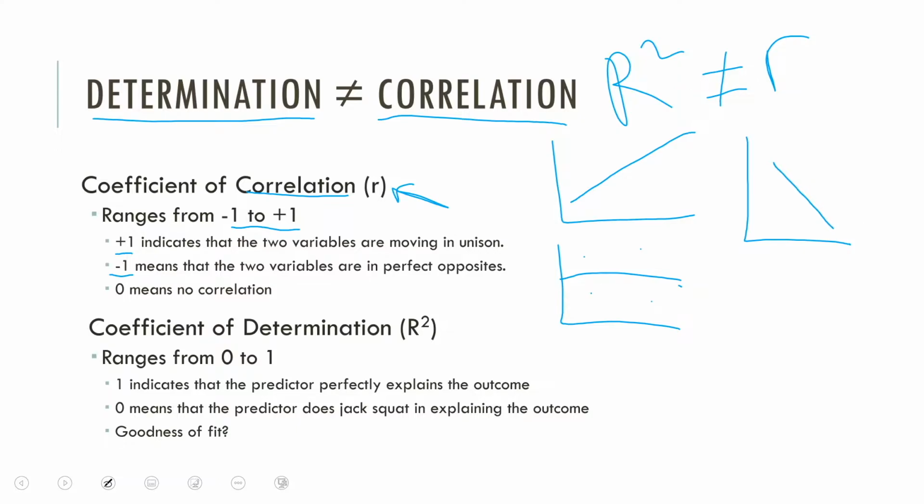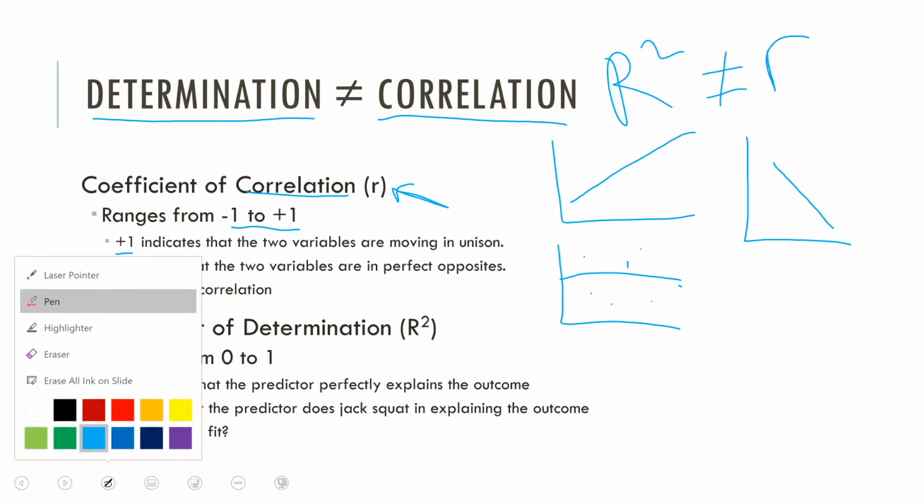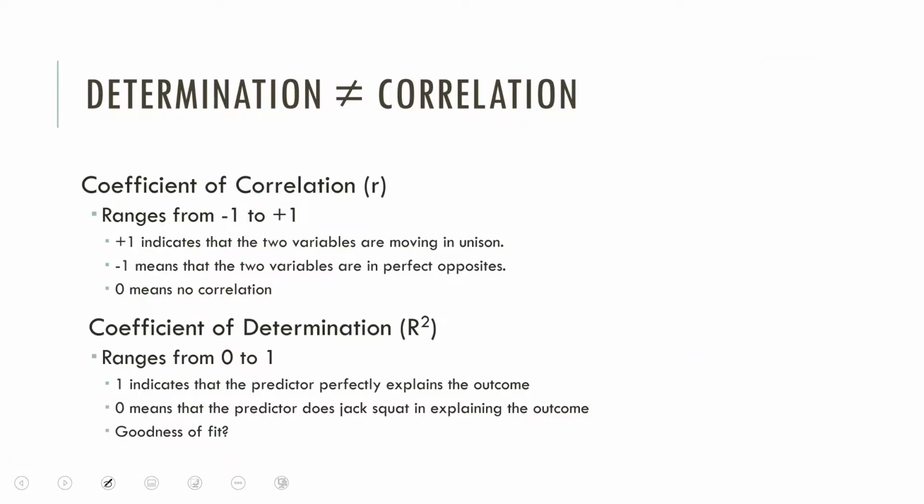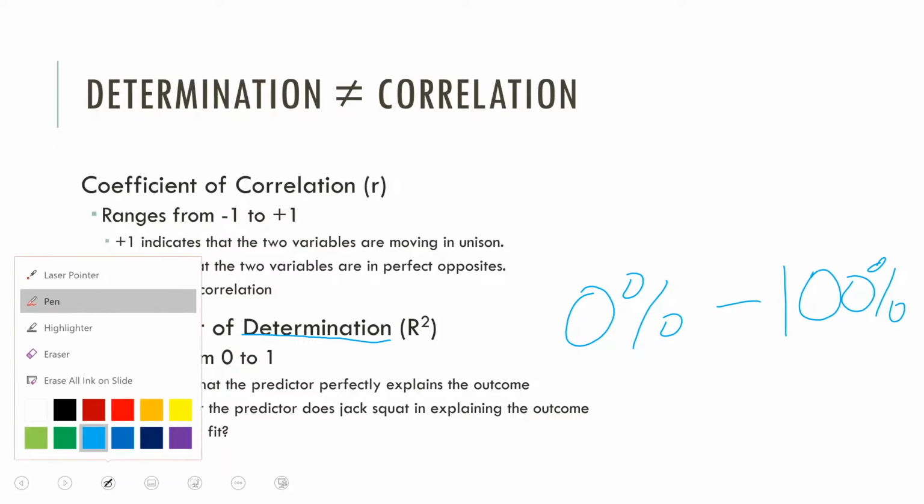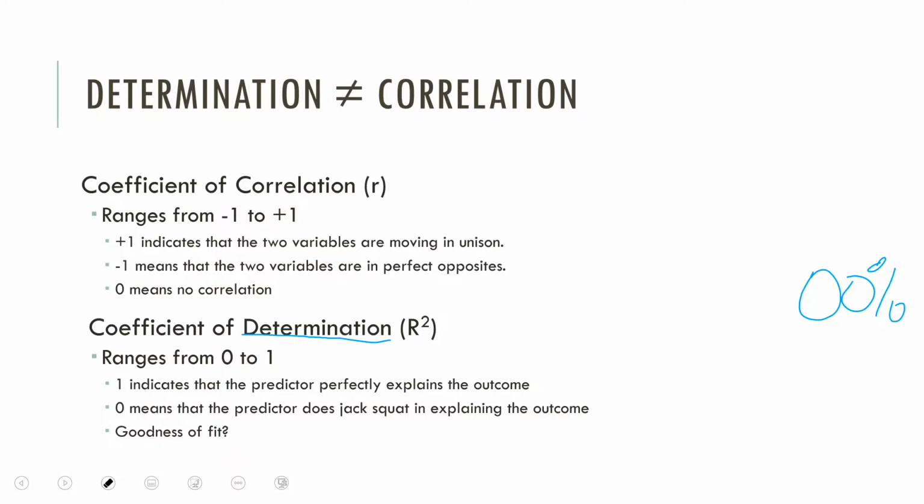When we're looking at R-squared, this coefficient of determination, it only ranges from 0 to 1. Most of the time, it's put as a percentage, so 0% to 100%.